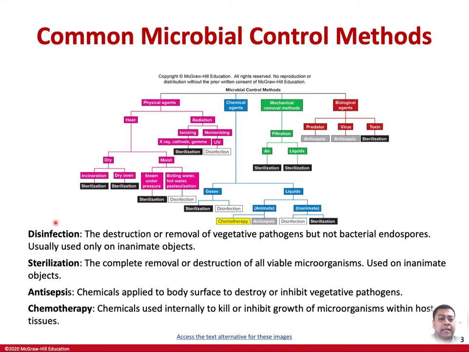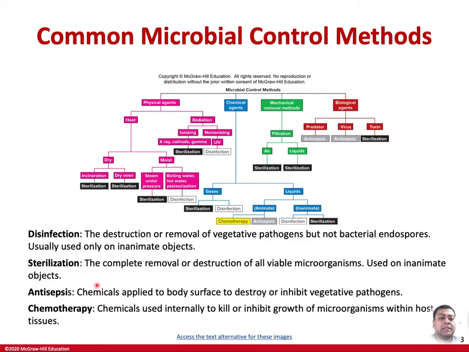So the first thing is that disinfection is defined as the destruction or removal of vegetative pathogens. That means these are actively dividing pathogens, but not bacterial endospores, which are in the dormant form. It is usually used only on inanimate objects as well. So you cannot use it on your skin or internally. So this is the process of disinfection. And which are the processes? Here you can see in the white, this is disinfection, disinfection, disinfection. These are some of the processes and we're going to discuss those in detail.